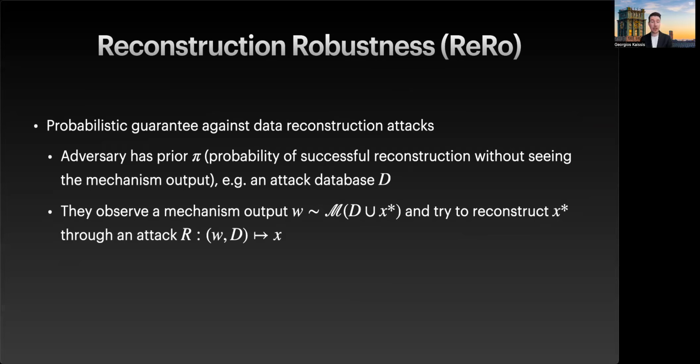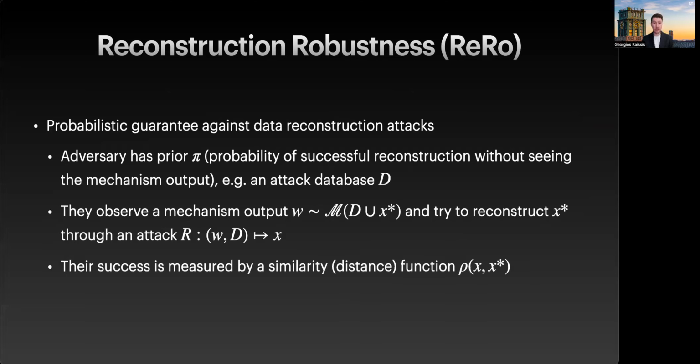And this is generated by our mechanism, which is acting on all of the data which is already available, but also an additional point X star. And X star is the target of the reconstruction attack. So the attack attempts to reconstruct this point, and it generates some candidate reconstruction X. Now we measure the success of this attack through a similarity or a distance between the generated candidate output and the actual point, which is the true point which is being attacked. And optimally, we of course want this distance to be large.